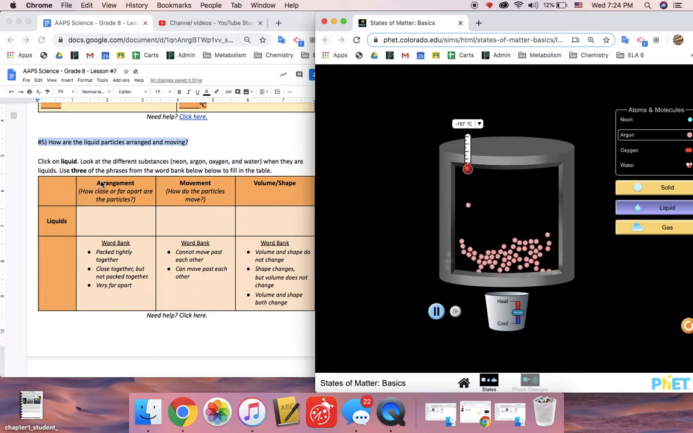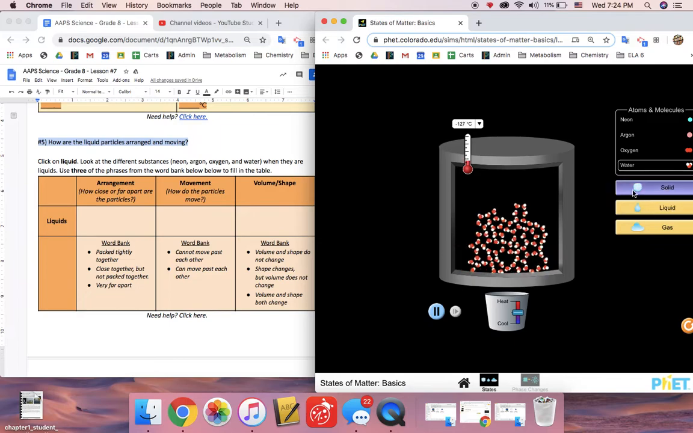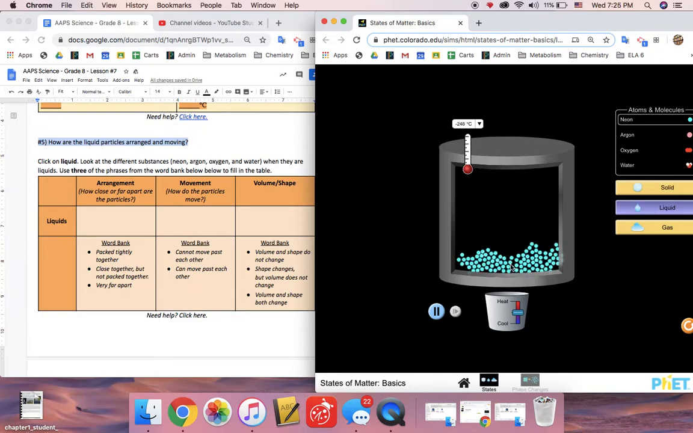Now we need to describe how they're arranged, how close or far apart they are. Here's my word bank. Packed tightly together, close together but not packed together, or very far apart. Well, I noticed that for all of them, they're not really far apart, but they're also not as packed together as when I had a solid. Those were really packed together. So I think I'm going to choose close together but not packed together, because they're pretty close, but they're not like in a grid like the solids were.